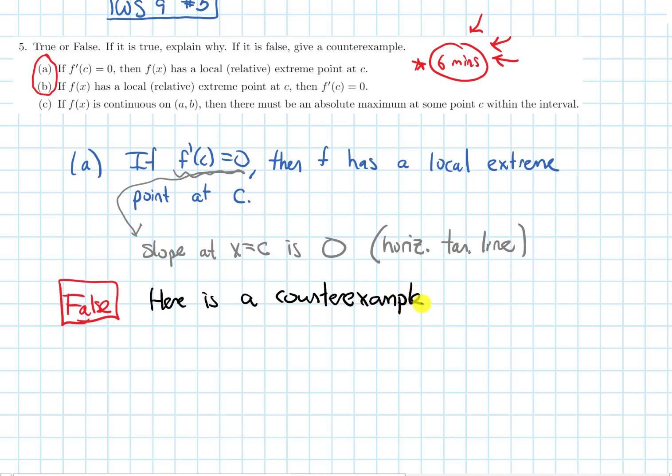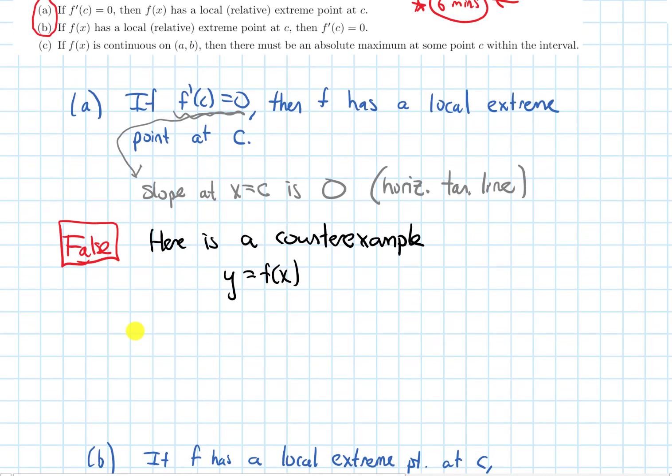And I think for something like this, it's easier to draw a picture rather than give a specific formula, although I would say even a formula isn't too bad. Okay, so y equals f of x. So I need to draw something that's got a horizontal tangent line somewhere, so it gets flat, but that point where it gets flat isn't going to be a local max or a local min. So one example is if I have a function sort of like curve, get flat momentarily, and then keep going up sort of like this.